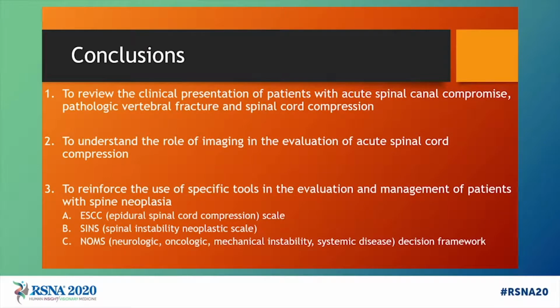In conclusion, we've reviewed the clinical presentation of patients with acute spinal canal compromise. We have a better understanding of the role of imaging in the evaluation of these patients, particularly MRI and CT. And we certainly can see how useful scales such as the epidural spinal cord compression scale, the spinal instability neoplastic scale, and the GNOMES decision framework can be in the evaluation of these patients. And we certainly should try to utilize these tools in our reports when describing and addressing these patients.